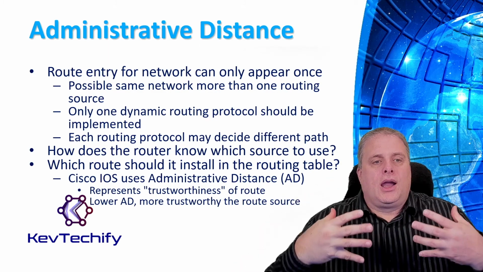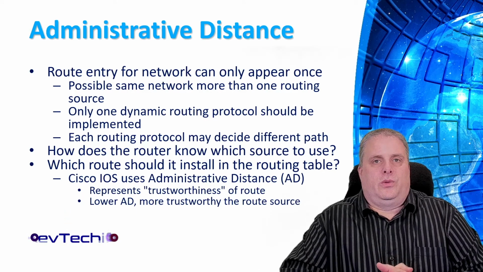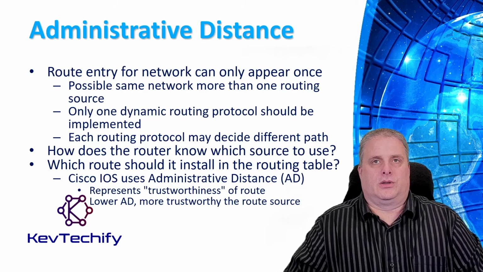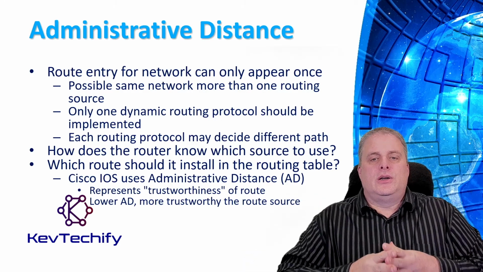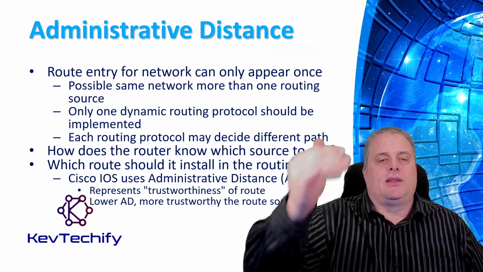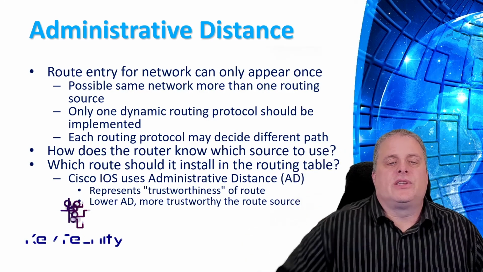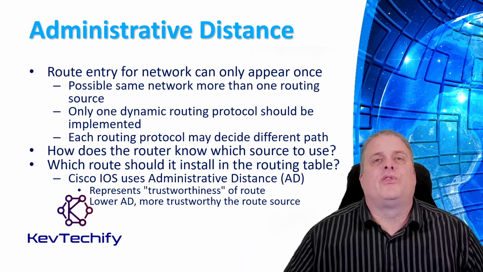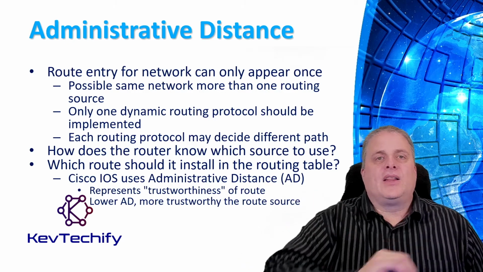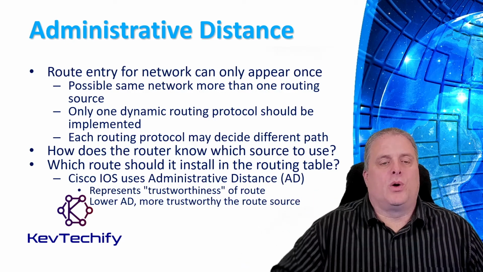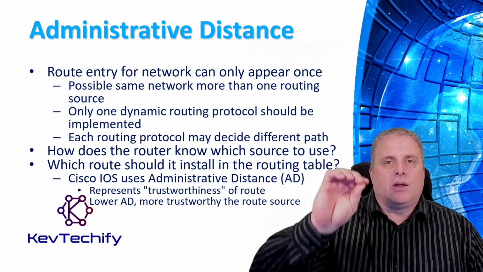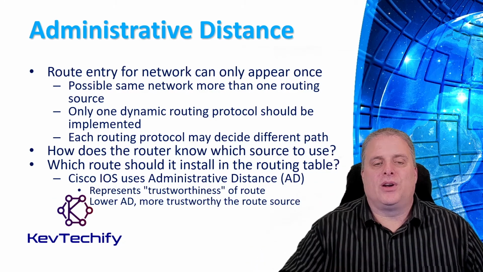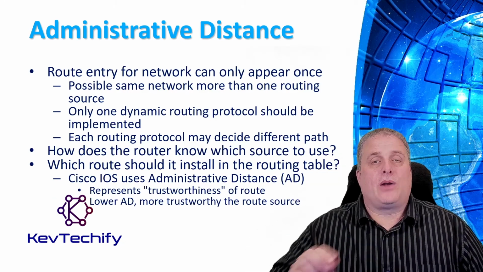And so the router needs to know which source to use. I learned about how to get to the destination through a couple different sources. Which one do I use? Which route should I put in my routing table to make it the best way to get there? Now, Cisco uses this administrative distance. Another thing is sort of the trustworthiness of the route. Which way did I learn about this? Which do I trust the most? There's a rating system. One thing to notice is the lower the administrative distance number is, the more trustworthy that route is.